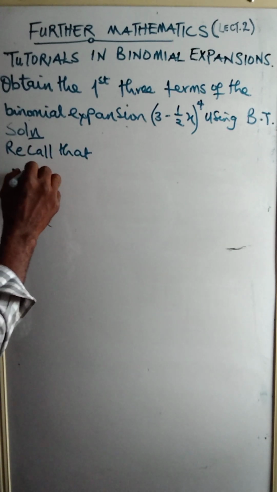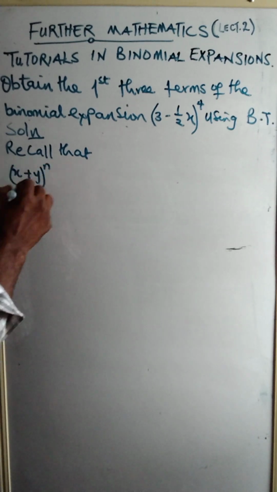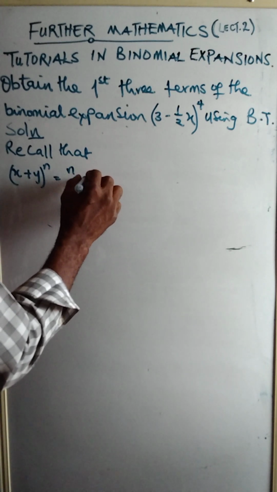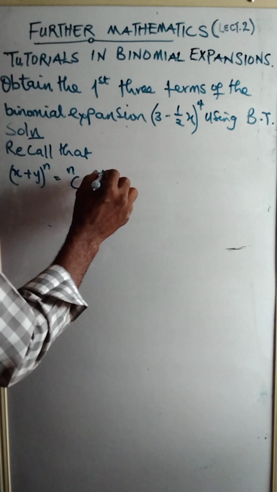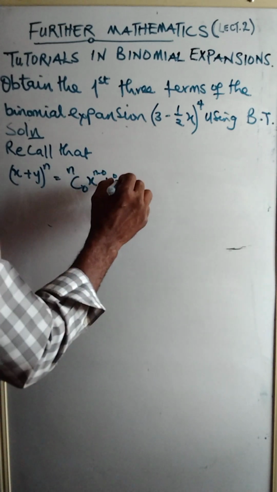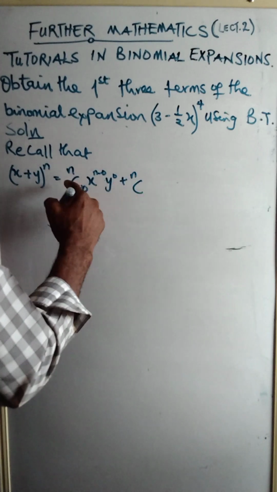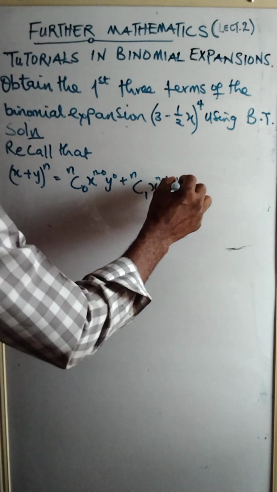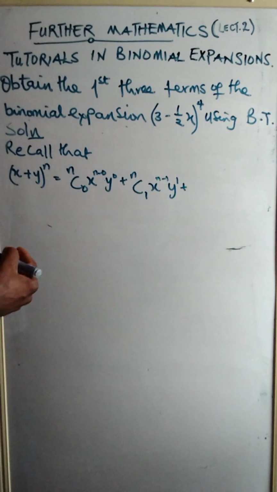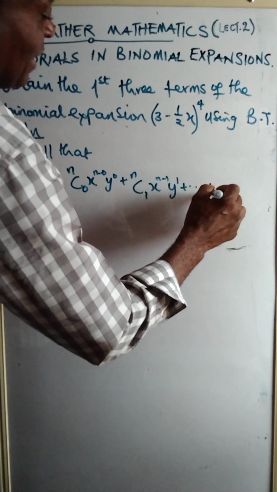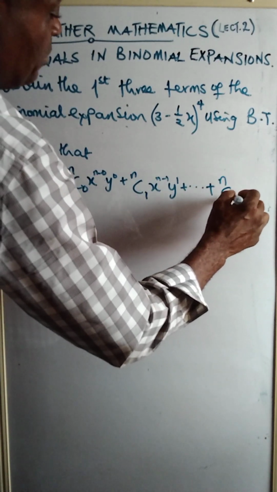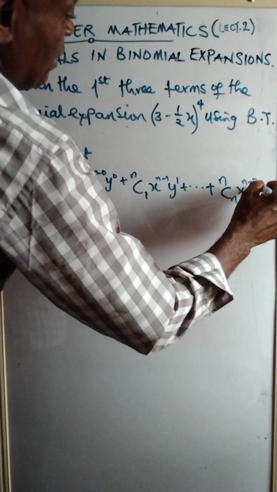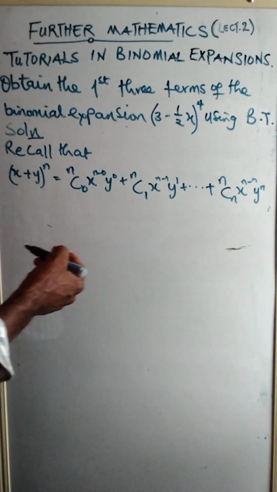we said the binomial theory statement is (x plus y) raised to power n is equal to n combination 0, x raised to power n minus 0, y raised to power 0. And then the next term will be n combination 1, x raised to power n minus 1, y raised to power 1. So the expansion continues until you get to the last term, which is n combination n, x raised to power n minus n, y raised to power n. This is the statement of binomial theory.